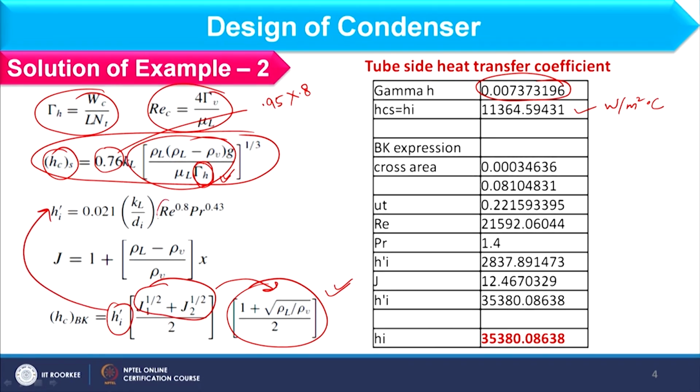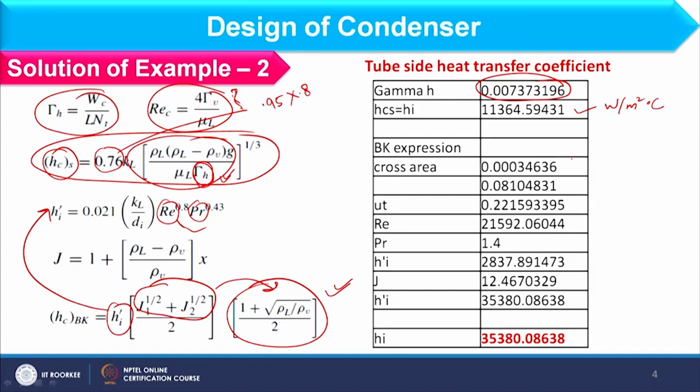For that you need to calculate Reynolds number as well as Prandtl number. To find out Reynolds number I am not using this expression, because it is simply a condensate of single phase. Okay, because it is the condensate which is a single phase. So we will find out the velocity and so the Reynolds number, and after that we will compute Hi dash value, right.